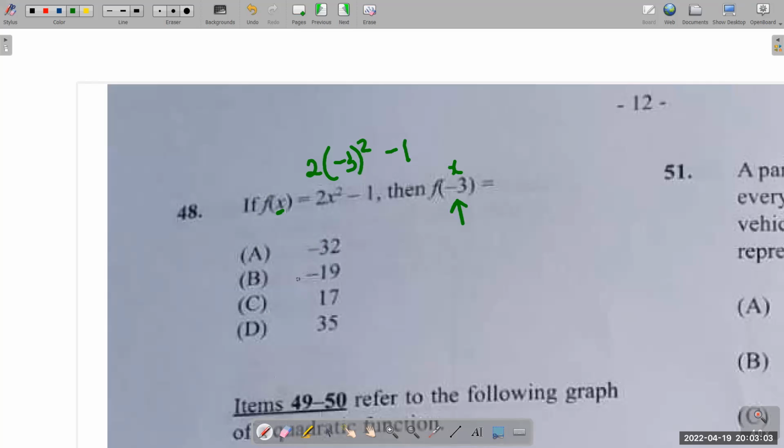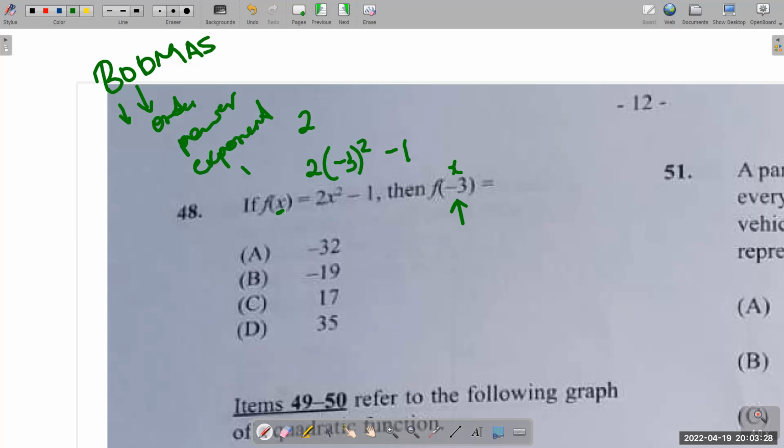Everybody with me? What do you do first? You always square first. Keep in mind what BODMAS means, because some people the other day were telling me they didn't realize what the O stands for. B is brackets. O is order. Another word for order is power. Another word for power is exponent.